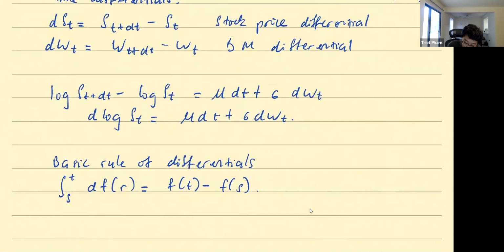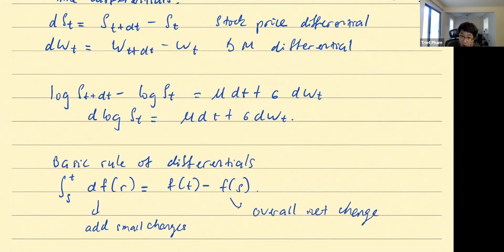The integral means sum. d means small change, and this is the big change. This is just saying if you add small changes, you get the overall net change. And this is true for any process, so that's why I write F. Any process satisfies this, because if you add all the small changes, you just get the net change. There's nothing earth-shattering about it.